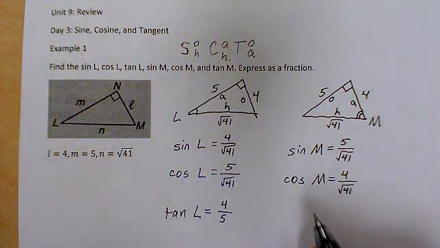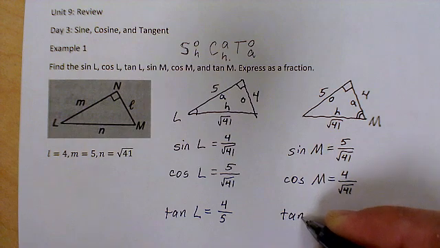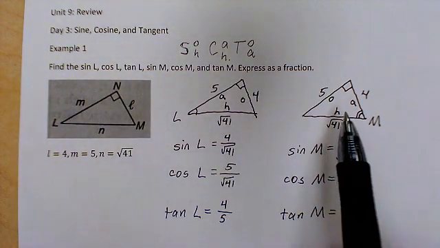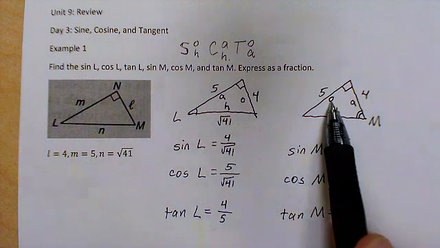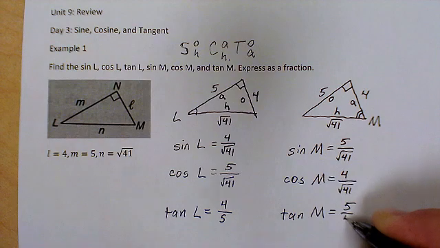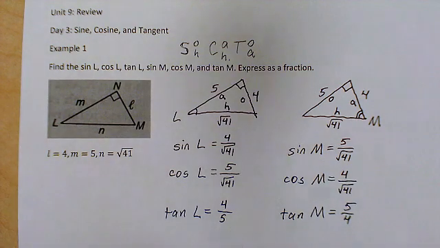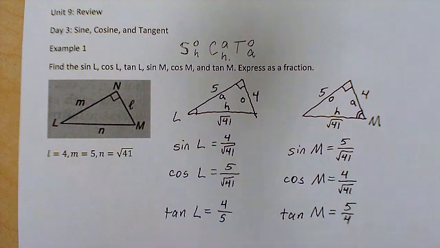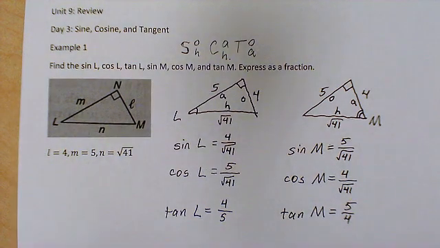Alright, the last one is the tangent of M, and we're going to be done with this problem. And the tangent of M will be opposite over adjacent, so 5 is opposite, 4 is adjacent, 5 over 4. You're going to see that that's the reciprocal of what tangent of L was. So these are your 6 ratios that the problem asked for. If ever you can reduce your fraction, go ahead and reduce it, but I didn't have any of these that could be reduced.